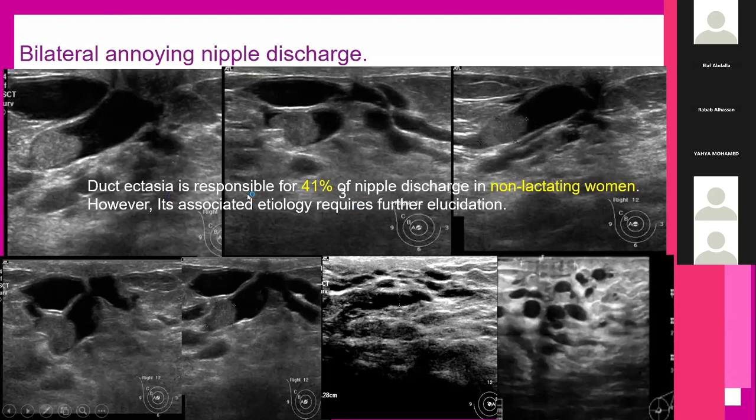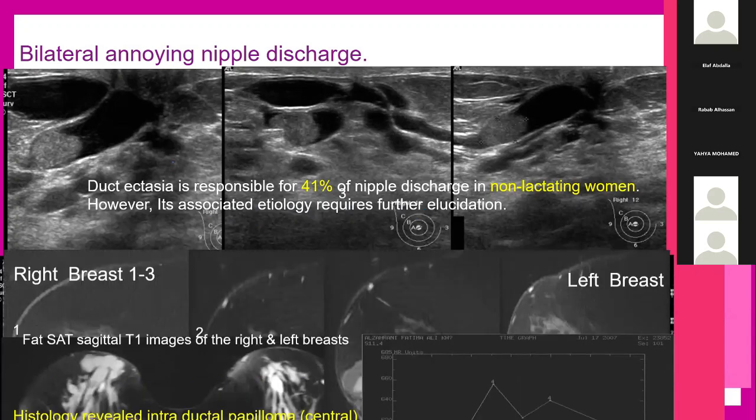And ductectasia is responsible for 41% of nipple discharge in non-lactating women. However, it is associated with etiologies that require further elucidation. We have to clarify what is going on behind this ductectasia.